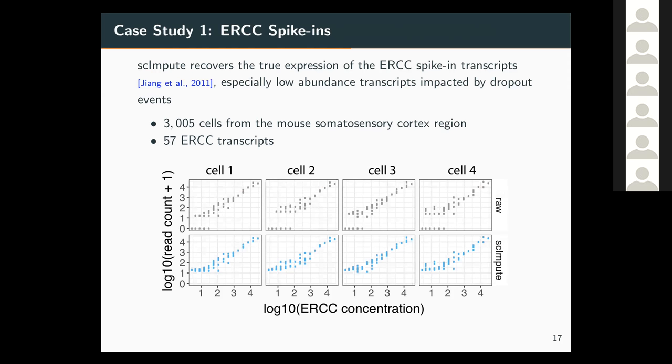In the first row, we're displaying the raw read count and the true abundance levels of the ERCC spikings in the raw data using the gray color. In the second row, we're displaying the imputed read count after the application of scImpute versus the true concentration using the blue color. If we first look at the raw data, we can observe multiple dropout events along the x-axis in all the four cells. These are largely due to the small amount of mRNA molecules in individual cells. But after the application of scImpute, we can see that for all the spiking transcripts that have positive concentration values, they also have positive read count. This shows that scImpute is able to correctly recover the abundance levels of ERCC spike-ins in single cell data.